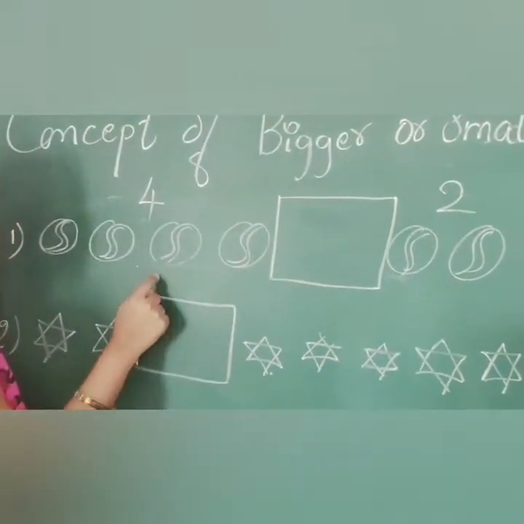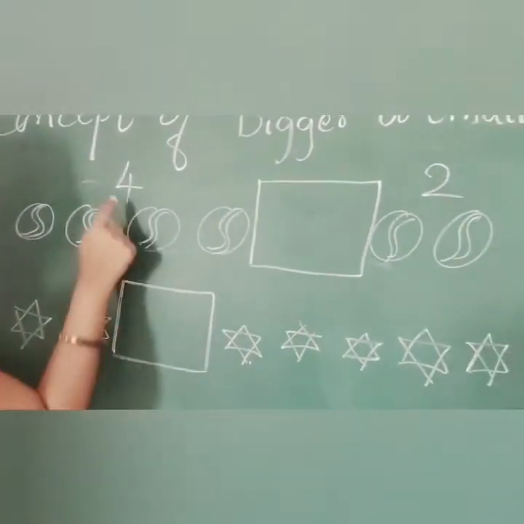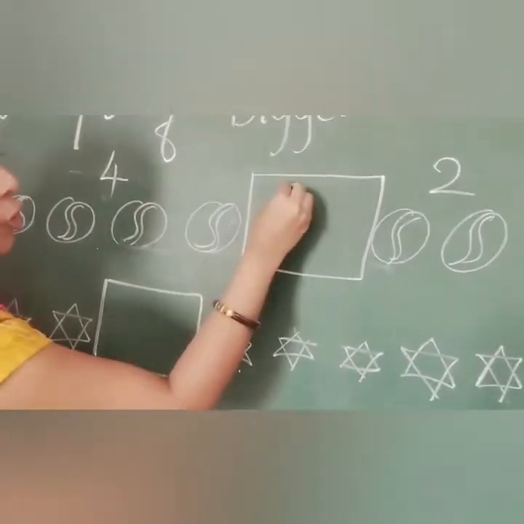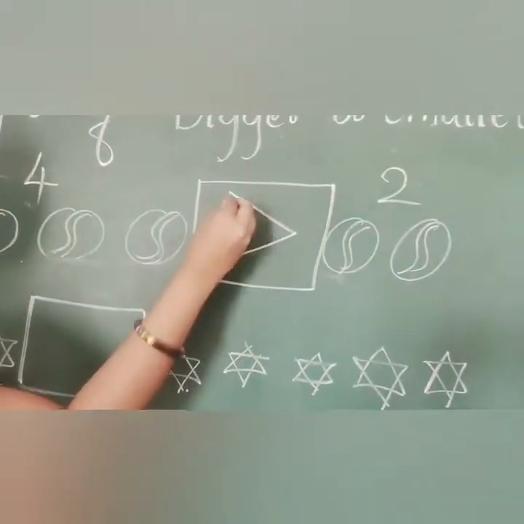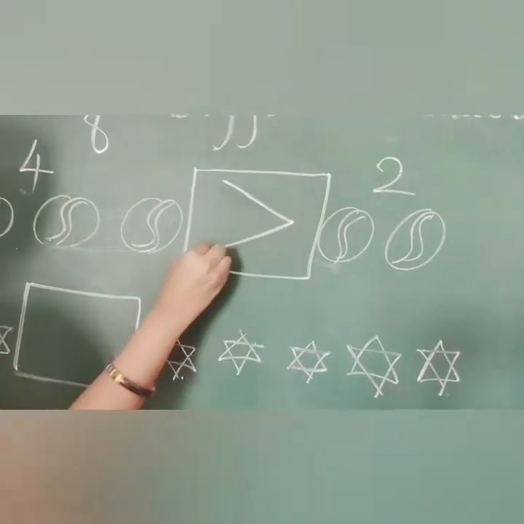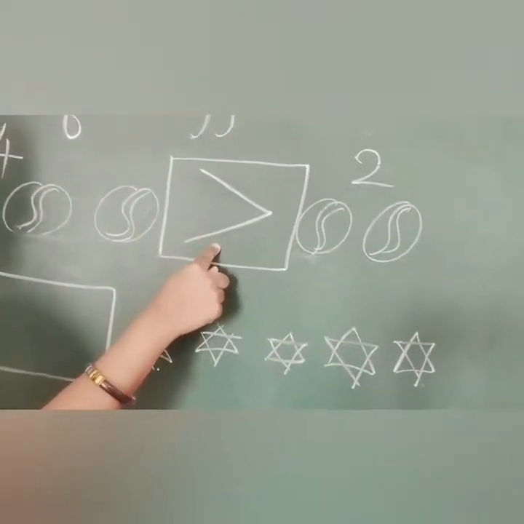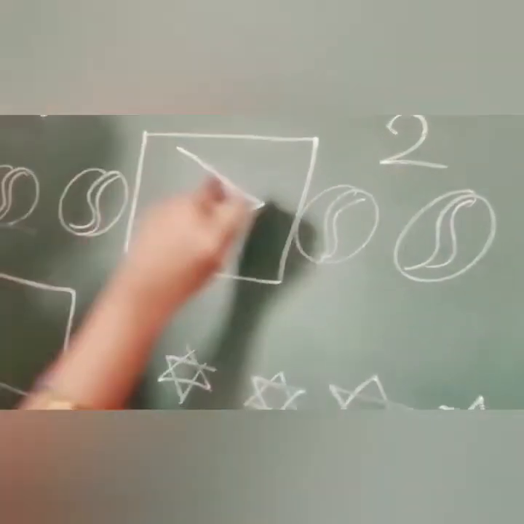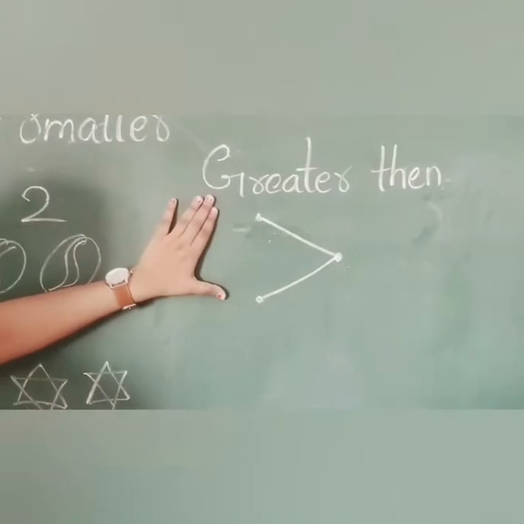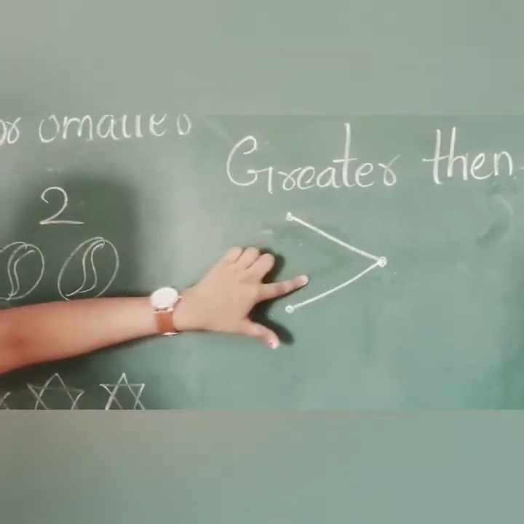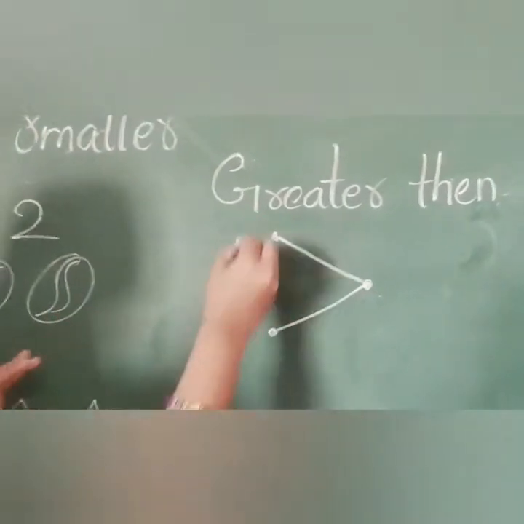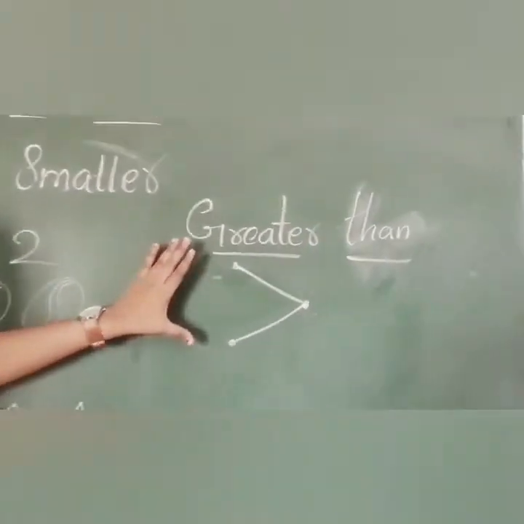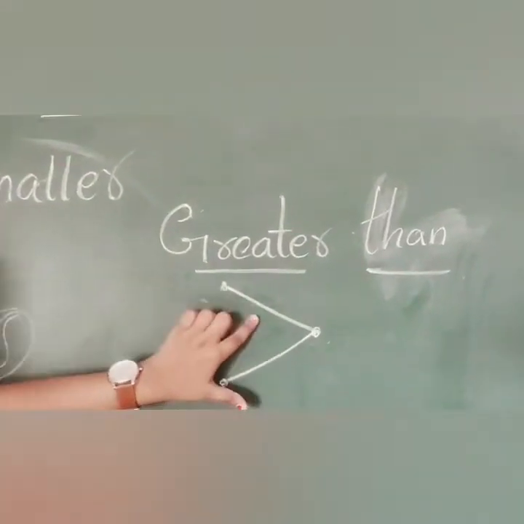How can we, in a symbolic way, say that 4 is bigger? We have to point to the 4. How do we identify this symbol? This is the symbol of greater than. This is the symbol of bigger than. Let me explain how to trace this symbol. This is the symbol of greater than. Let me help you trace this symbol.